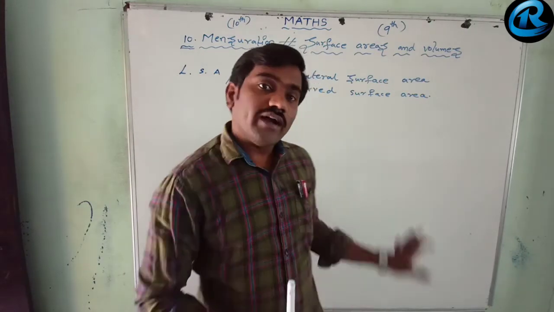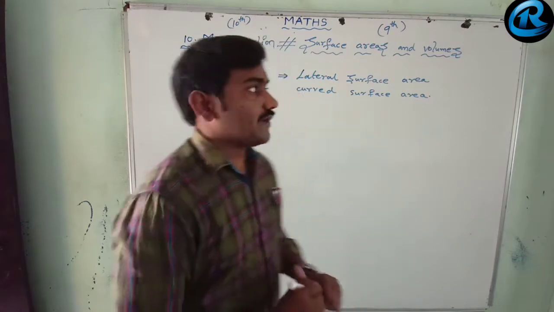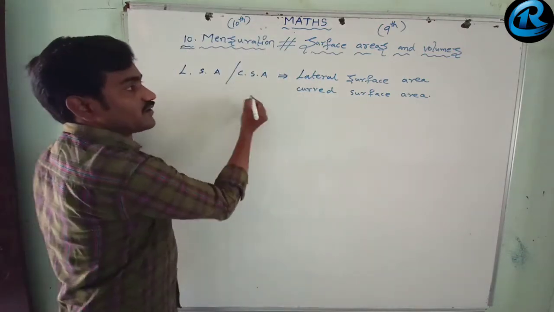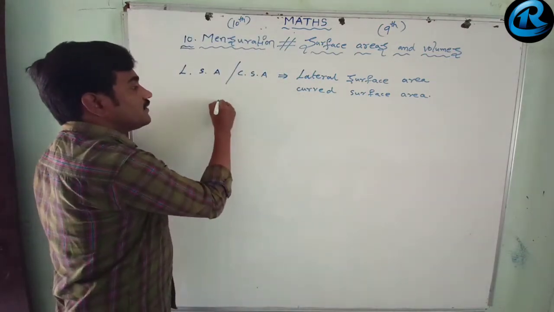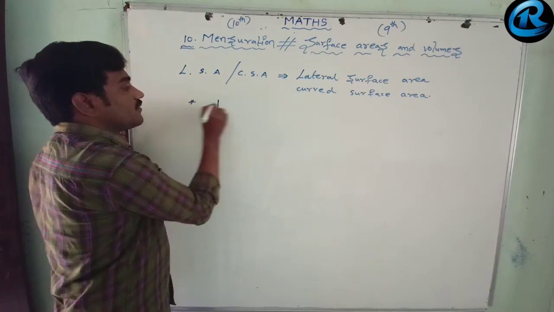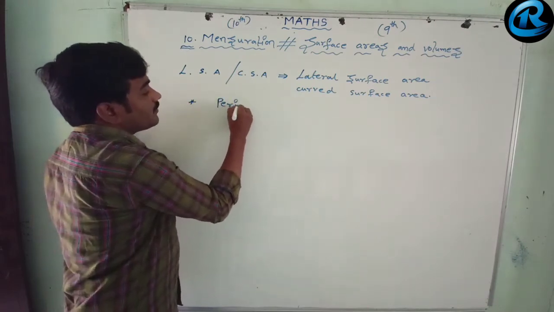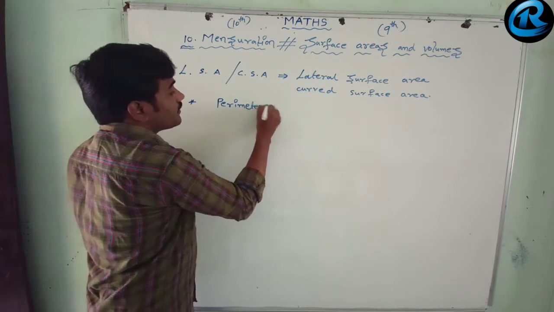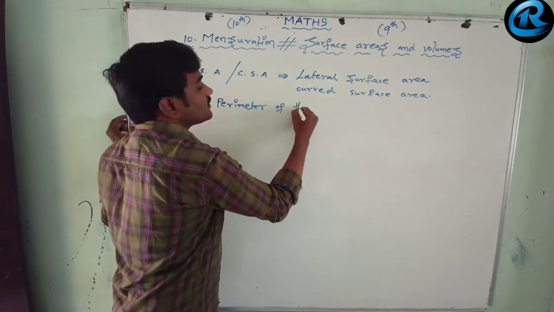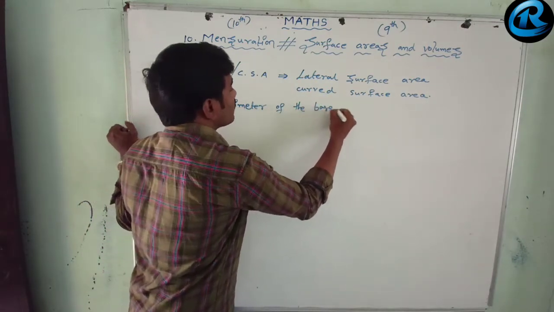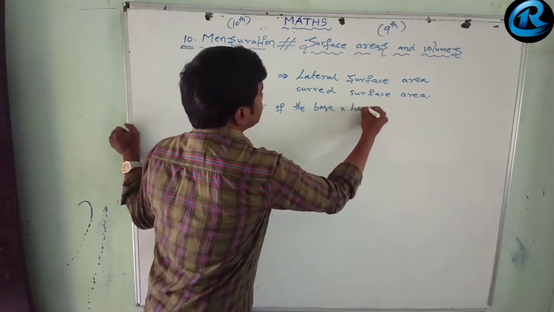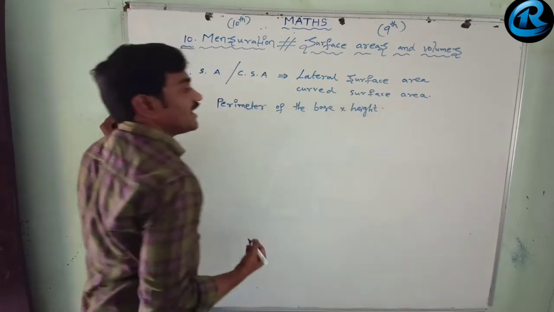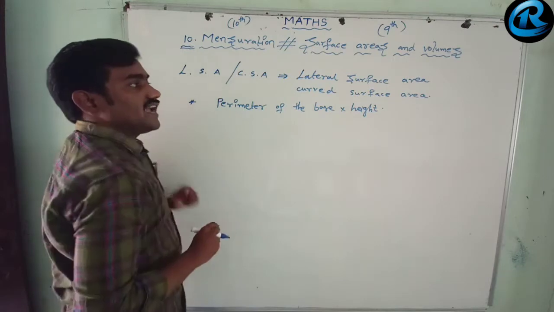To find the lateral surface area, there is a formula. What is the formula to find the lateral surface area? You need to remember the formula: perimeter of the base into height. This is the formula for finding lateral surface area.